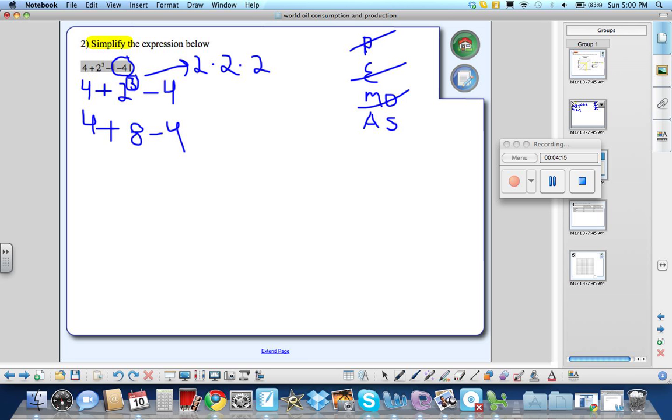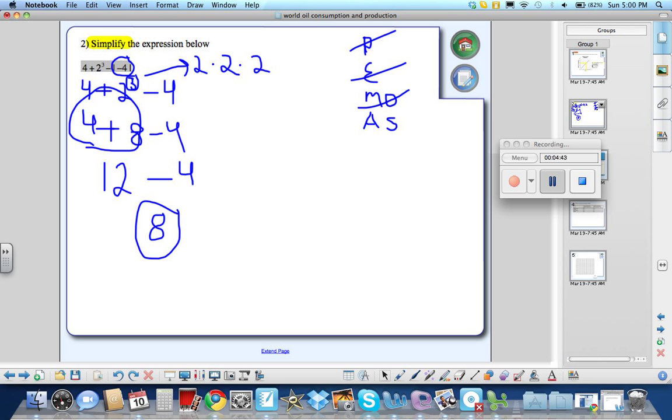Remember, the reason why I'm writing one next to the other is because we're going to do it from left to right. We'll start out with the first section, which is 4 plus 8. Well, 4 plus 8 ends up being 12. Minus 4. 12 minus 4 is 8. And that is my answer. I like to circle my answer so then I know that I am all set.